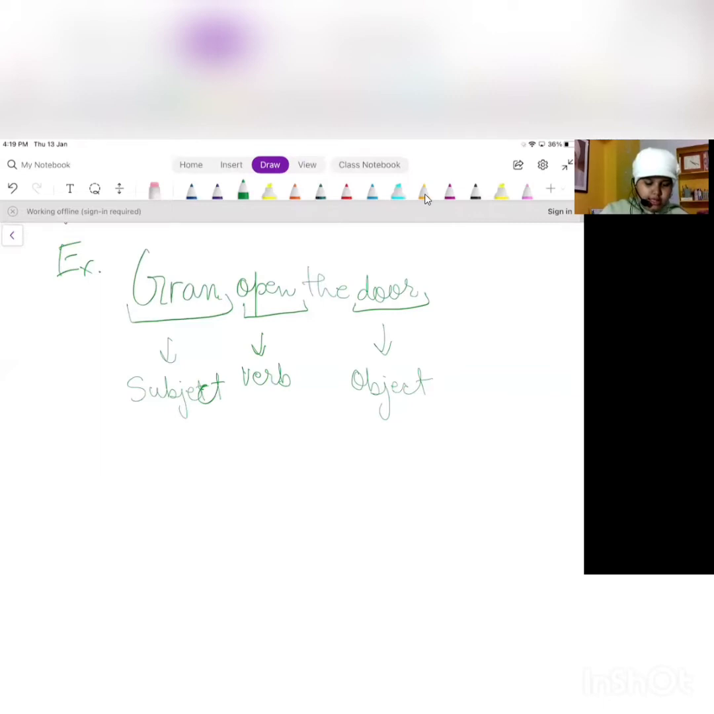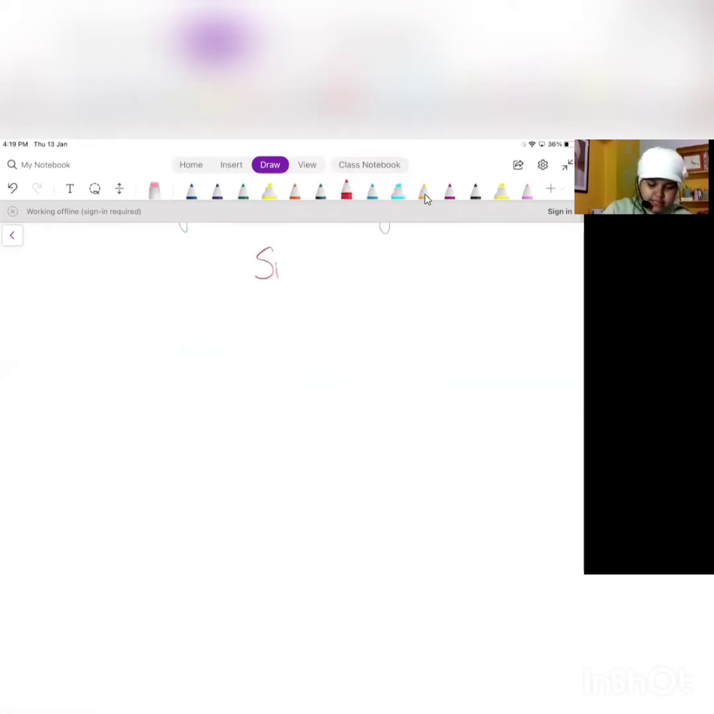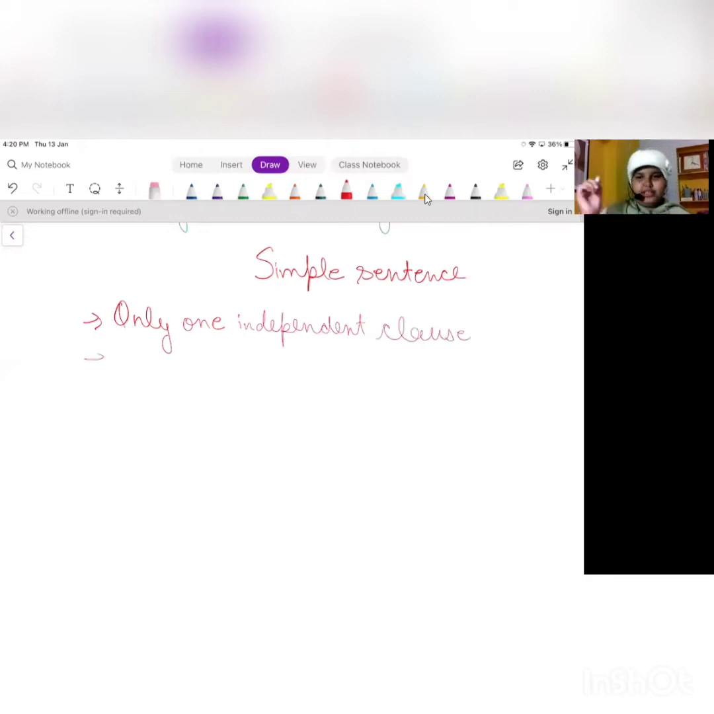Now note down: a simple sentence always has only one independent clause, only one. Then it shows complete meaning.